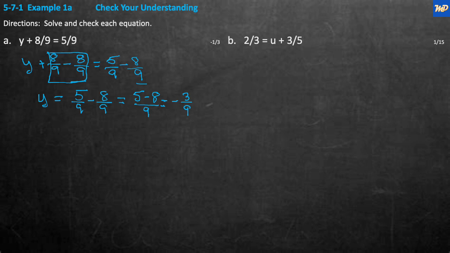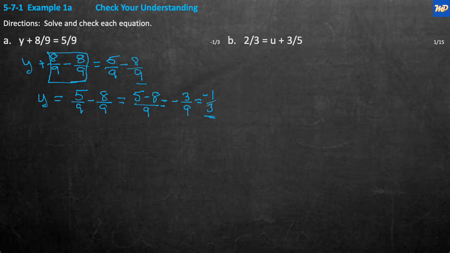And negative 3 ninths gives us what? We can reduce this, right? So that equals negative 1/3. And I'm starting to creep into the other area over here. Negative 1/3. So that's our answer at this point.